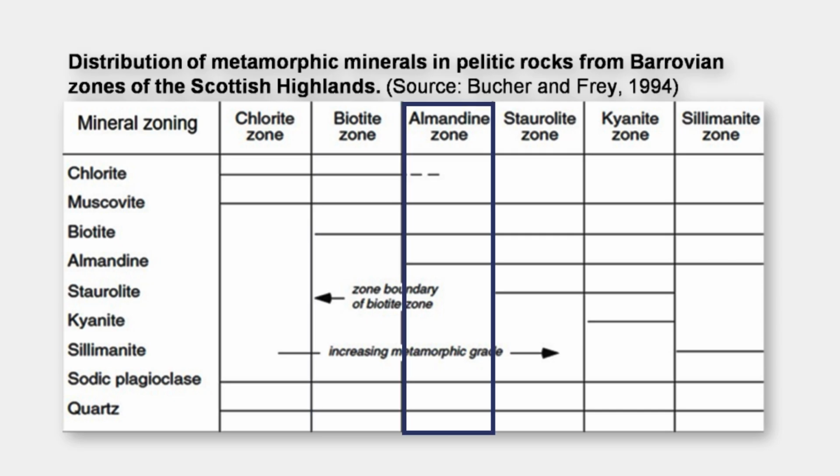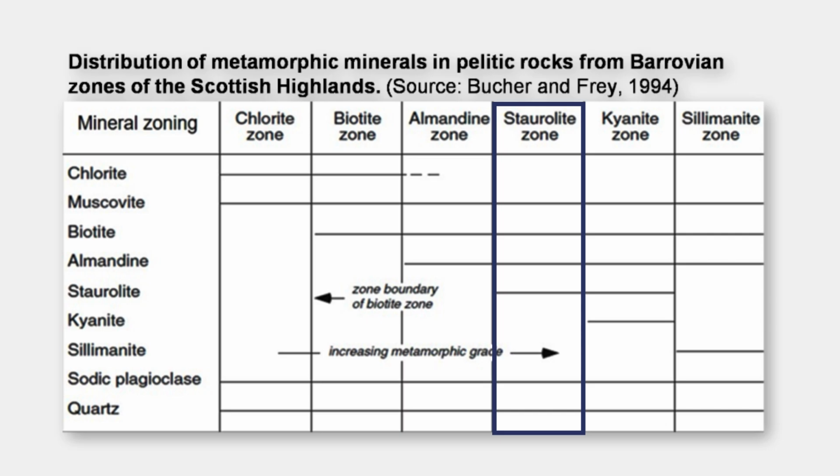The next zone is the biotite zone, where you have chlorite, muscovite, biotite, almandine, staurolite, kyanite, sillimanite, sodic plagioclase and quartz, present here. The next one is the almandine zone. The almandine zone is marked by the presence of almandine and staurolite, kyanite, sillimanite, sodic plagioclase and quartz.